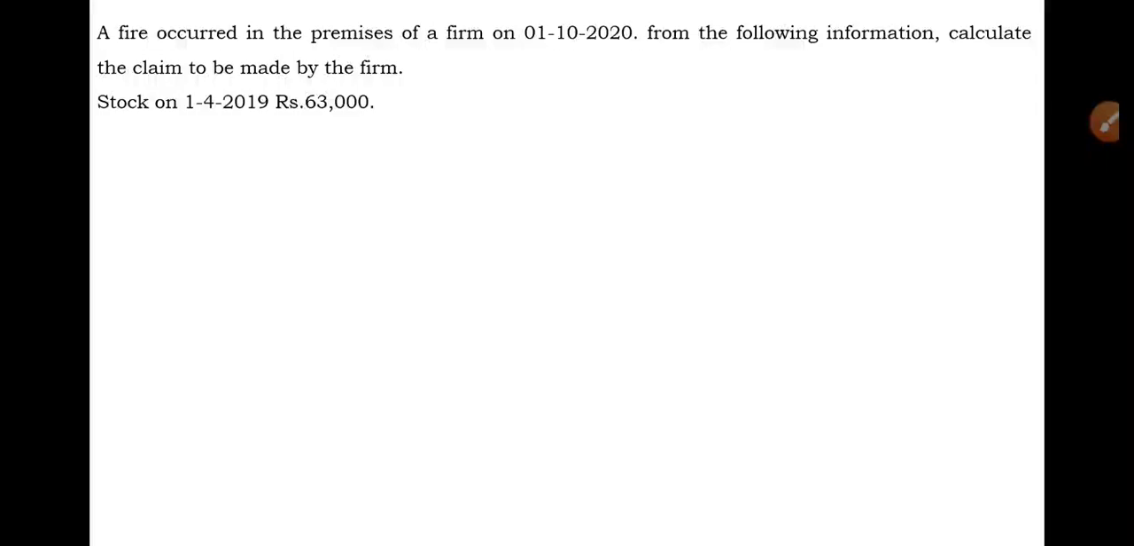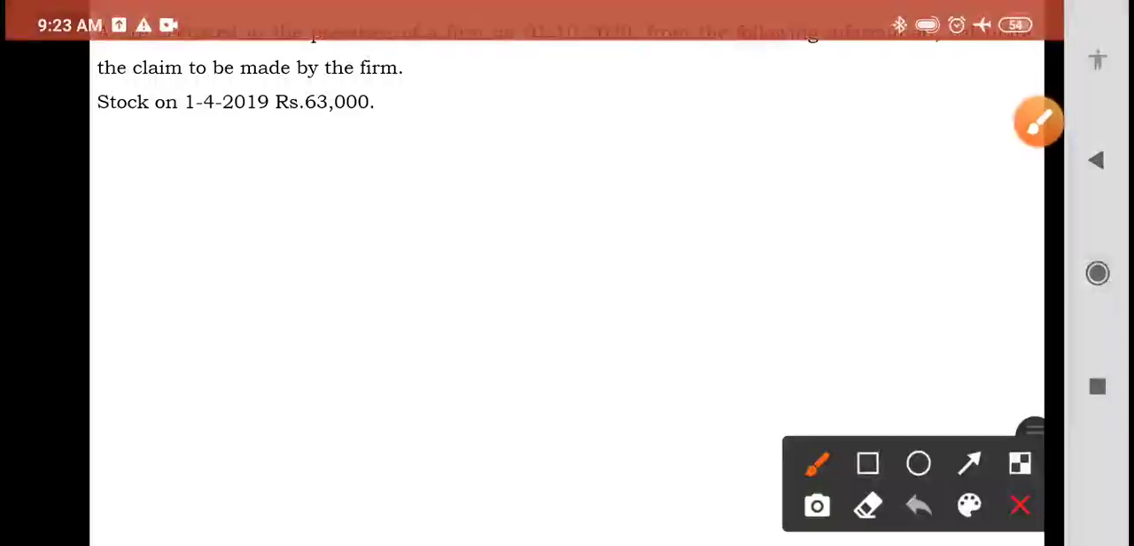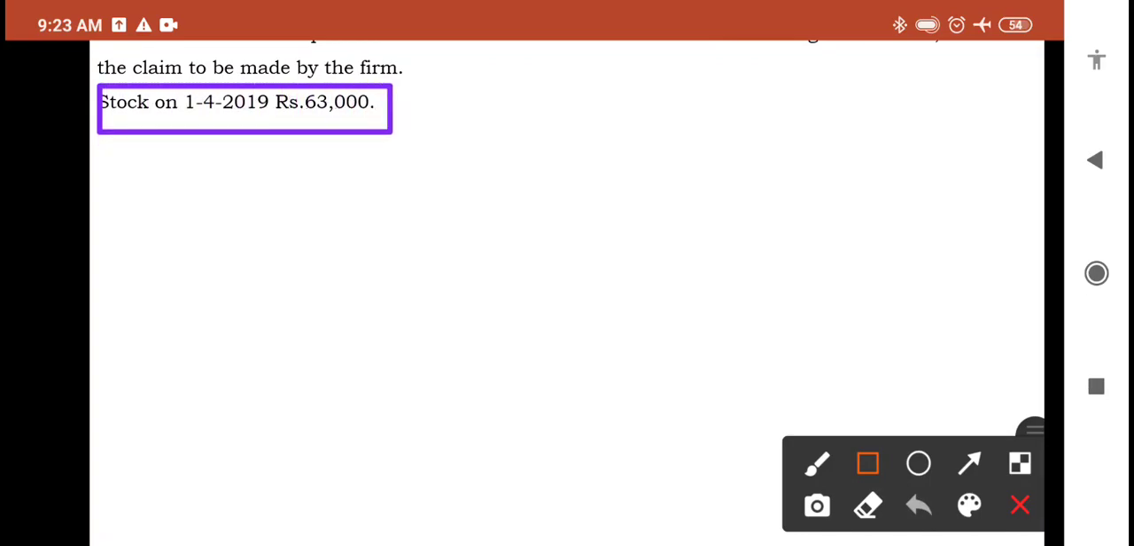In this question they asked you to calculate the claim to be made by the firm. Related information is given. Firstly, stock on 1/4/2019 is rupees 63,000. This stock is related to the previous year, so it should be recorded in the trading account as opening stock because it is the opening balance.